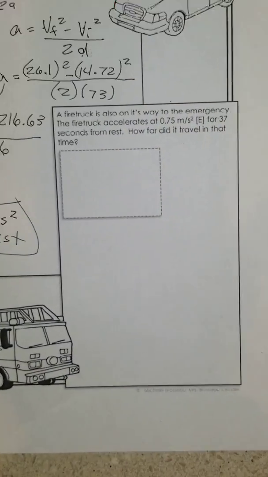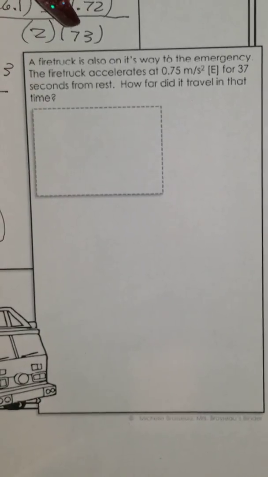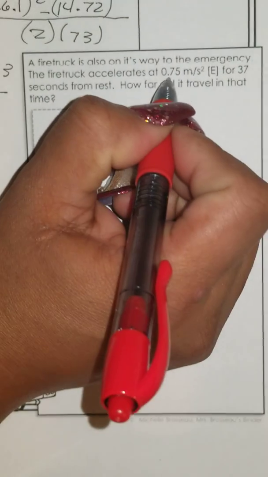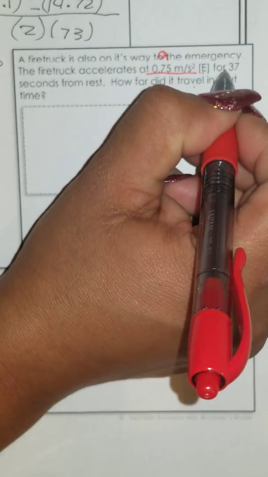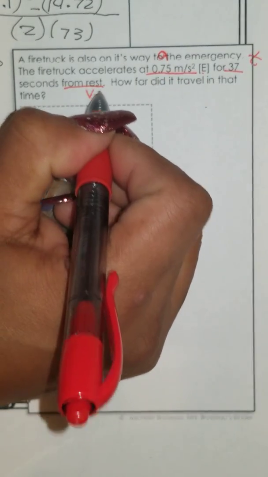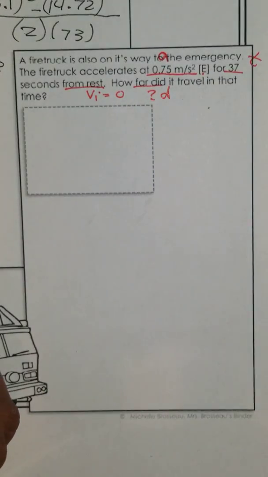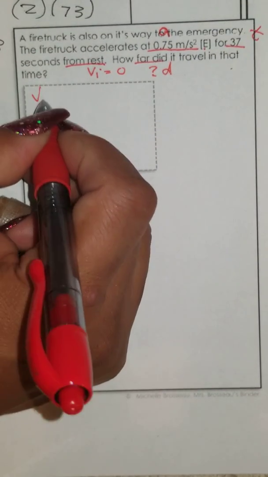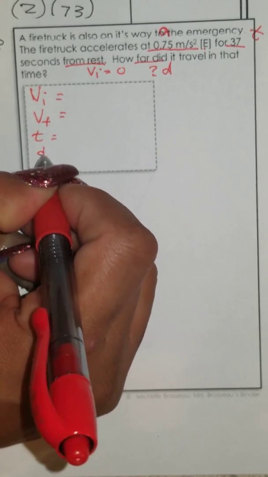Let's look at the next one, or the last one here. A fire truck is also on its way to the emergency. The fire truck accelerates. Here's my acceleration number, A, east for 37 seconds, T. From rest, VI equals 0. How far, D, did that actual fire truck travel? Okay, step 1 is done. Step 2, let's list VI, VF, T, D, A.